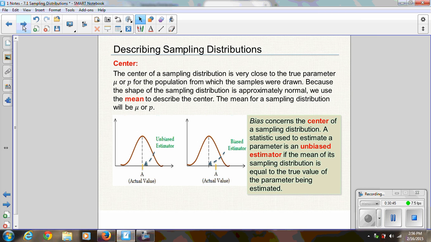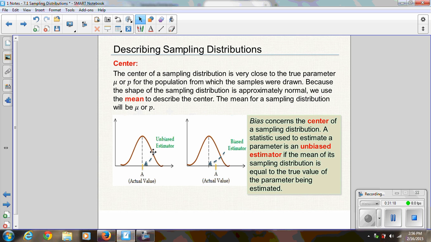In terms of the center, the sampling distribution should be very close to the true parameter, which is either going to be mu or p, whether we're dealing with a mean or a proportion, from the population that the samples are drawn from. And this is because the shape of the sampling distribution is going to be approximately normal. We're going to use the mean to describe the center. So even though we may be dealing with a sample proportion, we're actually going to find the mean of the proportions, which can get kind of confusing. It sounds redundant. And the mean of a sampling distribution is either going to be mu or p.